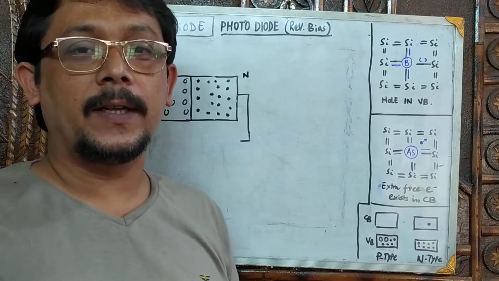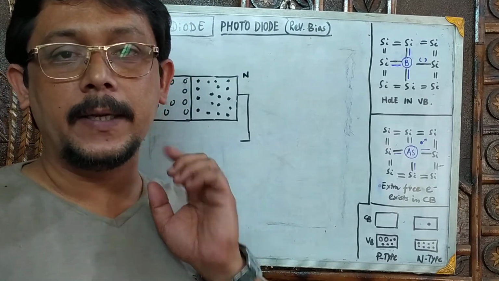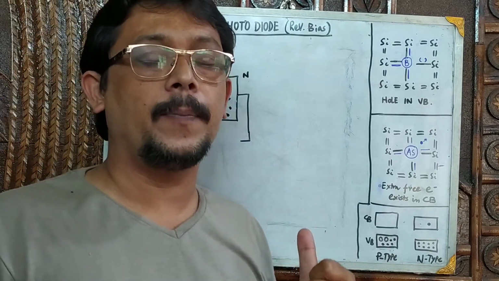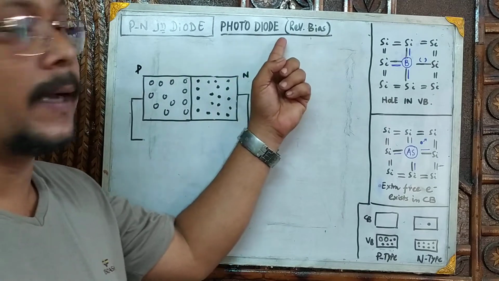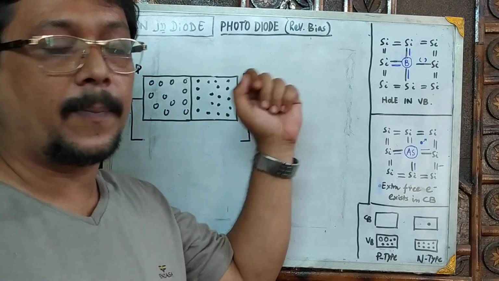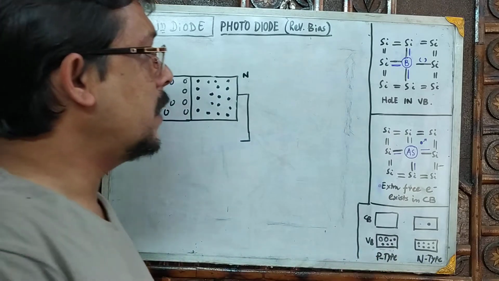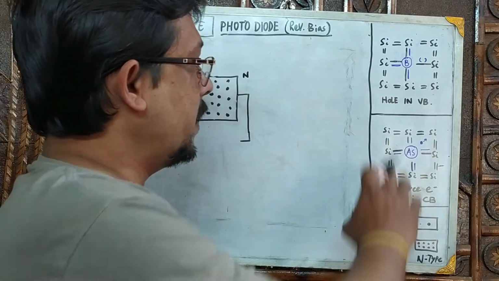Hello students, in the last video we covered the use of the PN junction as an LED. Today we will cover the PN junction as a photodiode. This is the photodiode, the second application. But before that, let's look at the right hand side here. This is a recapitulation, but a very important one.